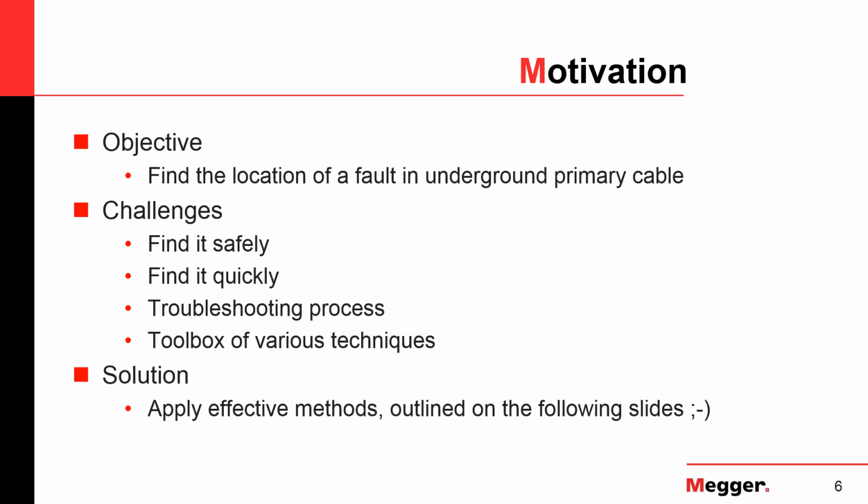So let's start with the motivation for cable fault location. When there's a fault happening in the field, what is the objective that we are trying to address here? Of course, it is to find the fault and then take appropriate measures. The problem with this is it's not a straightforward process. You're typically under pressure. You have to find it quickly, but you also have to find it safely. Nobody should be harmed. And it is not so much a straightforward engineering process. It is more a troubleshooting process.